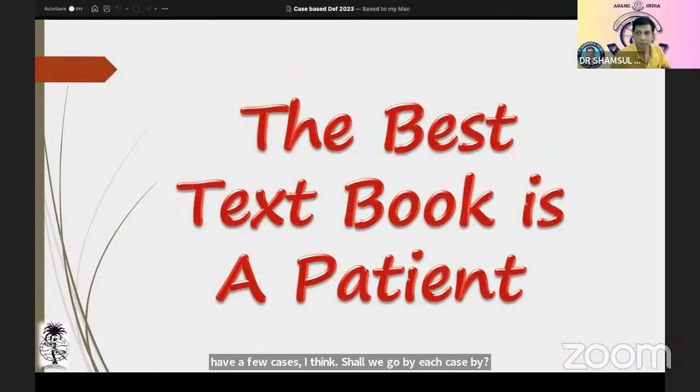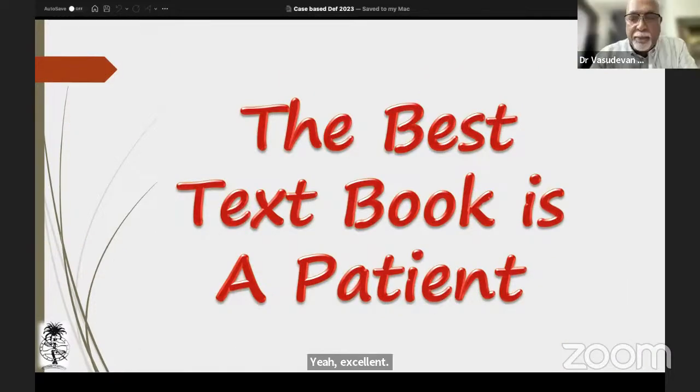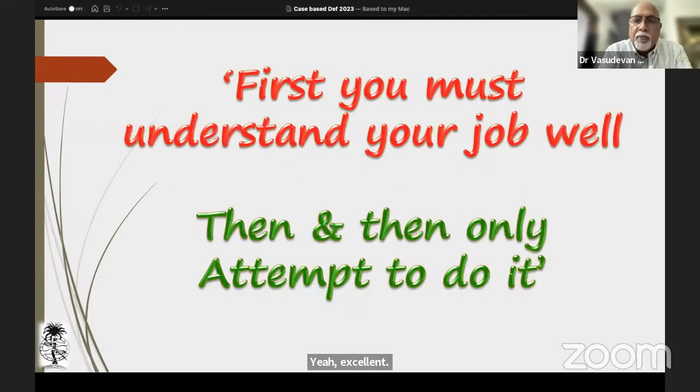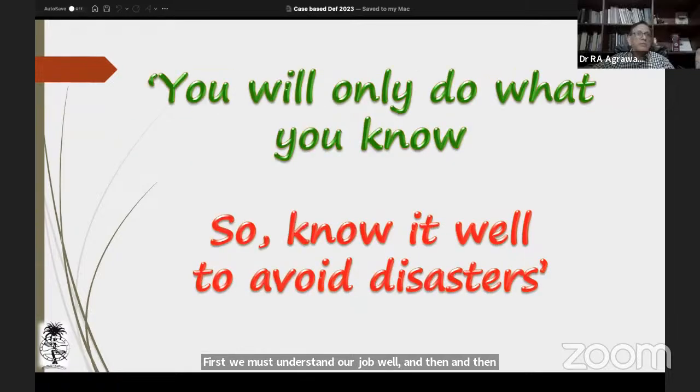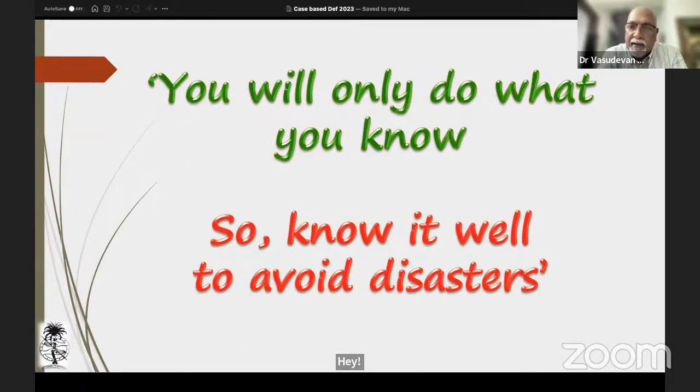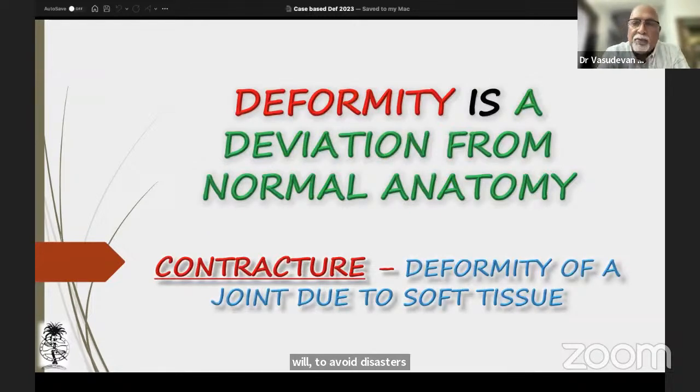Yes, sir. The best textbook is a patient. First, we must understand our job well, and then only attempt to correct it, because we will correct only what we know. So we must know it well to avoid disasters. That is what Hemant was mentioning. Analyzing the deformity is the most important part before attempting to correct it.